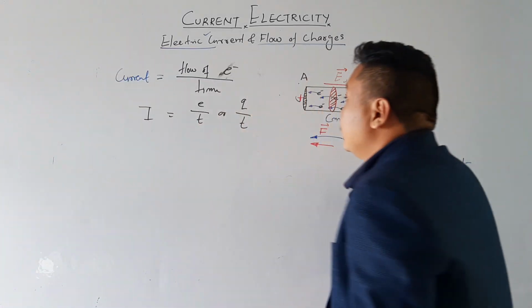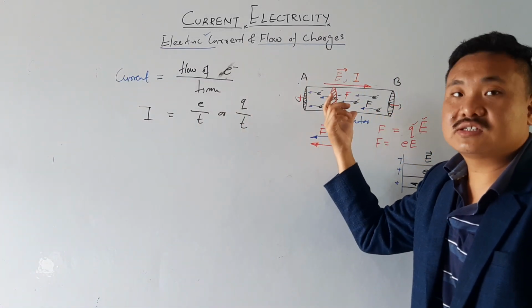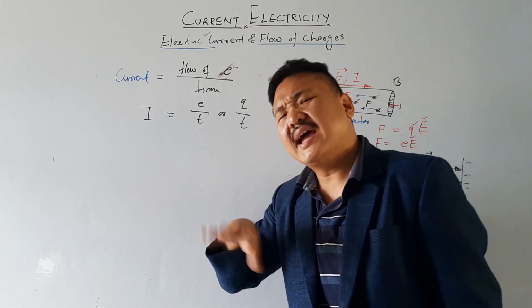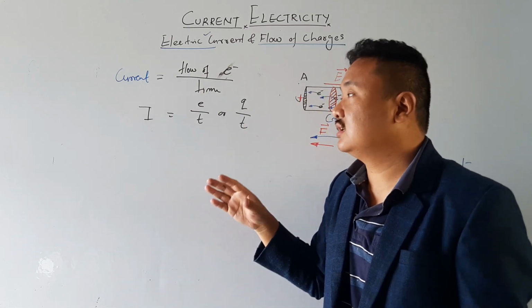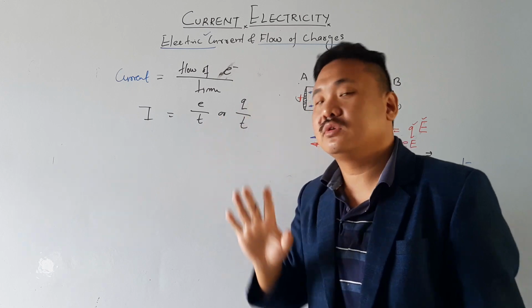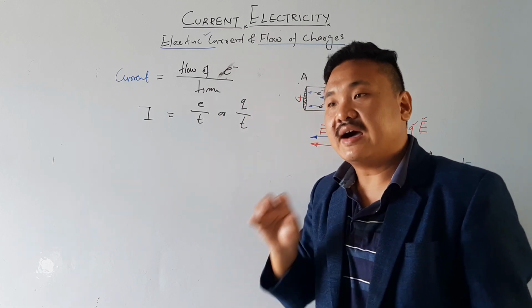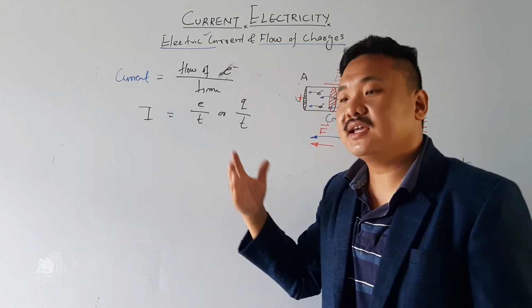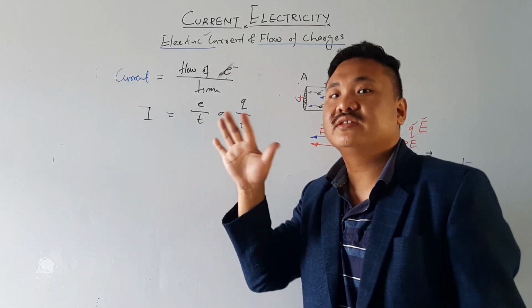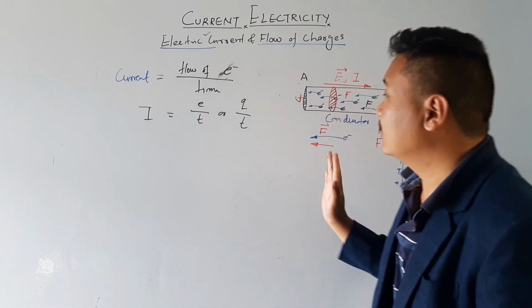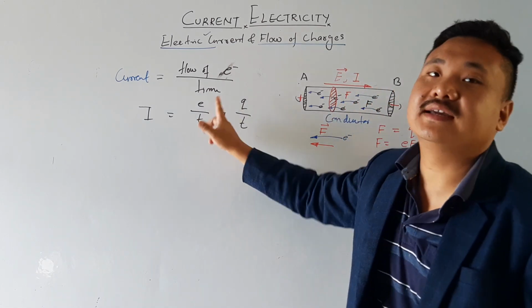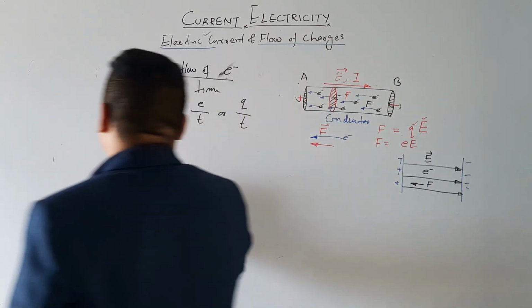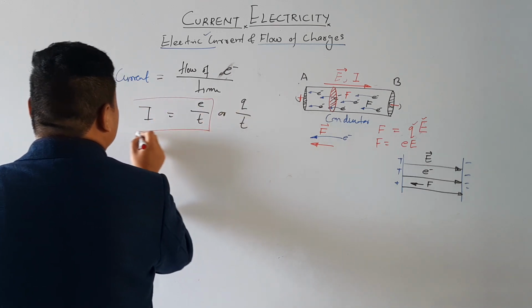Q is charge. Now if there is some other charge, any other charge, okay, if protons are flowing, then there will be a current. Okay, if ions are flowing, there will be a current. Okay, if any charged particle is flowing, then there will be a current. But in a conductor, what is flowing? The electron. So I will just write I is equal to Q by T.